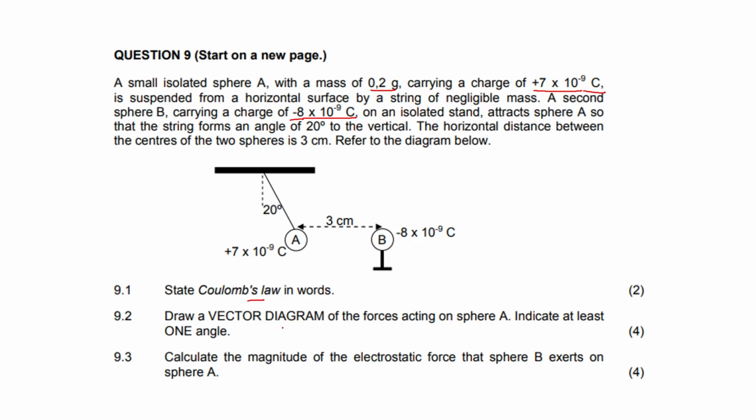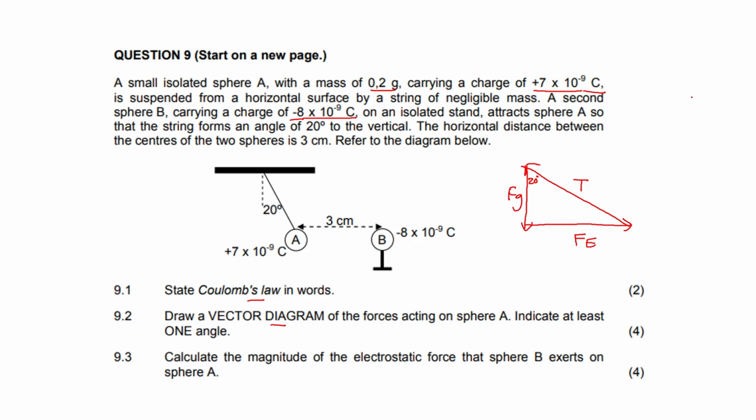9.2. Draw a vector diagram of the forces acting on sphere A and indicate at least one angle. So a vector diagram. What do we have? We have our Fg coming down here, our weight. Then we have our electrostatic force. Then we have the tension from the string going up. And then remember we have that 20 degrees to the vertical. And that is how the vector diagram should look.